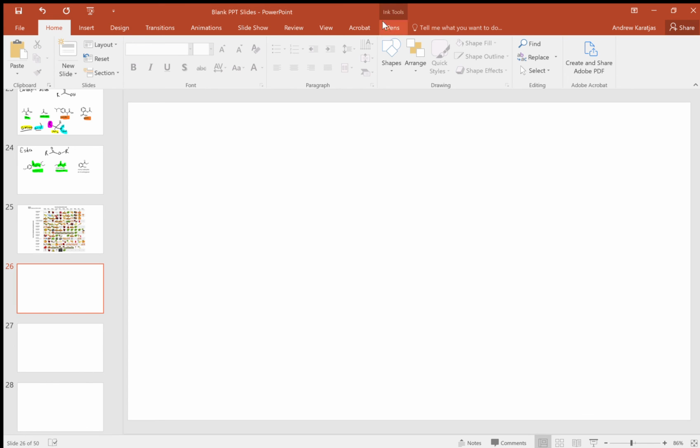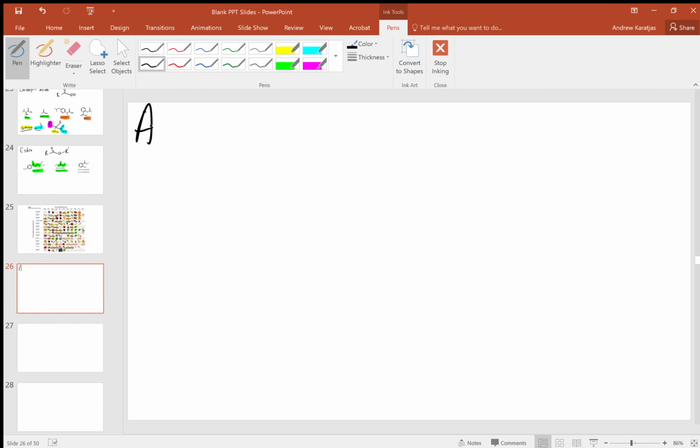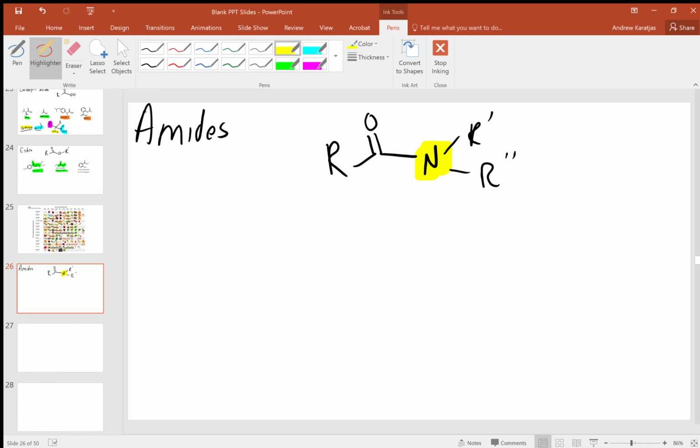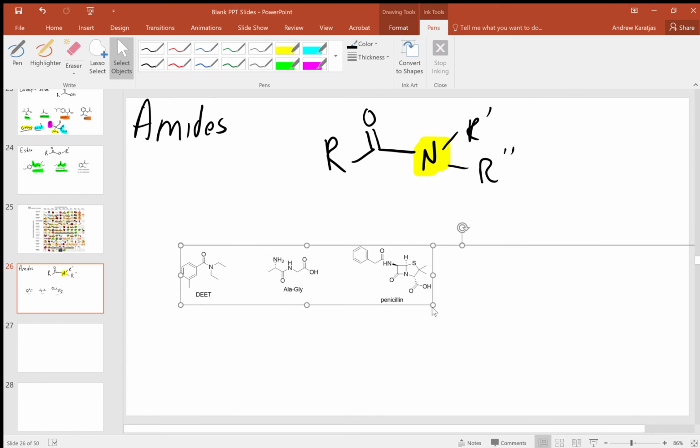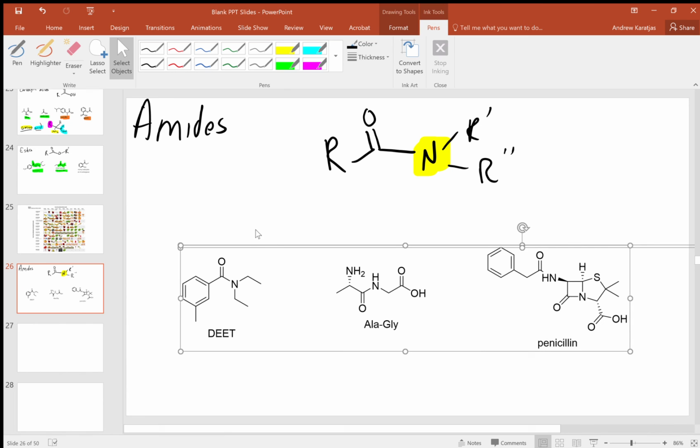Our final group are known as amides. And these are very much like esters. The difference between an amide and an ester is right here. In an ester, we have an oxygen attached to the carbonyl. In an amide, that becomes a nitrogen. Amides are also very, very important biologically. In fact, amides are what keep proteins together.